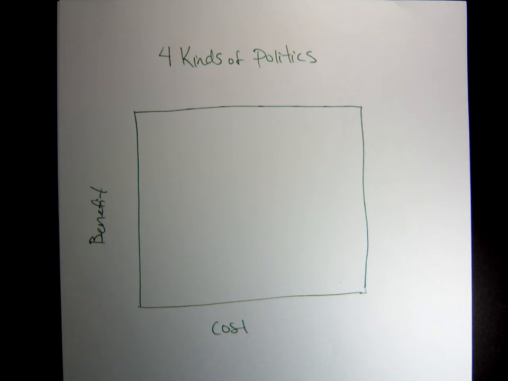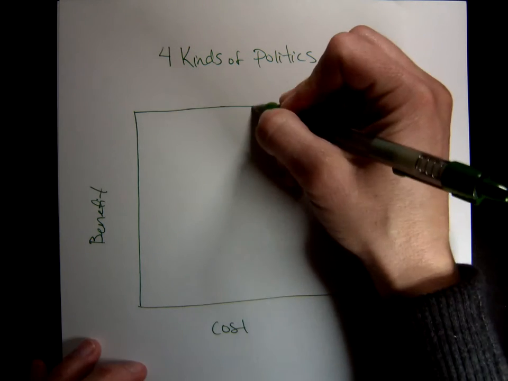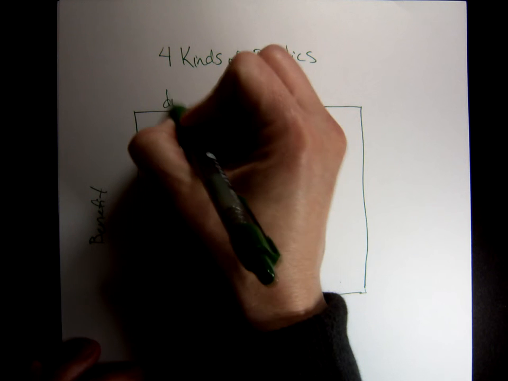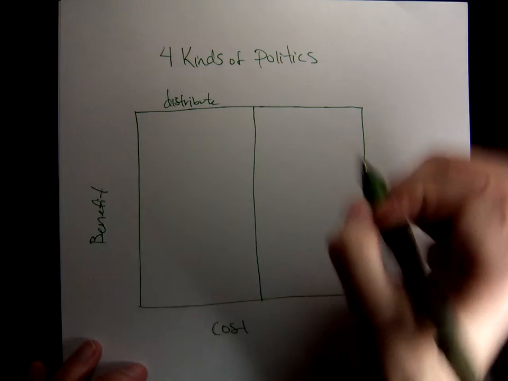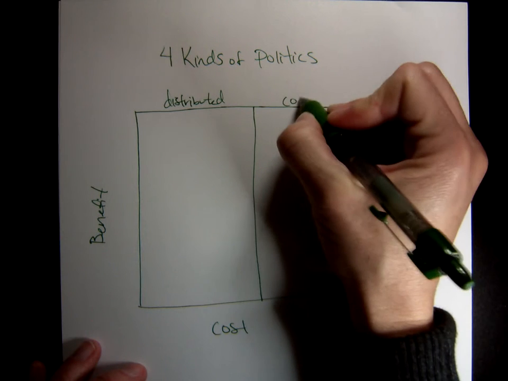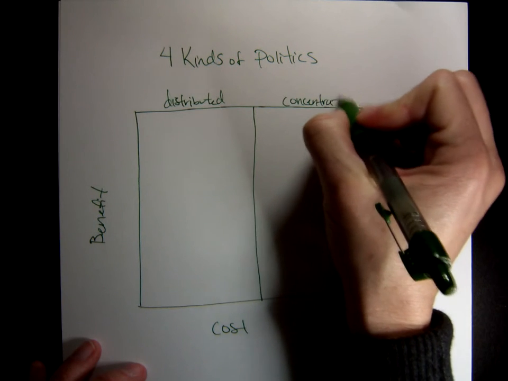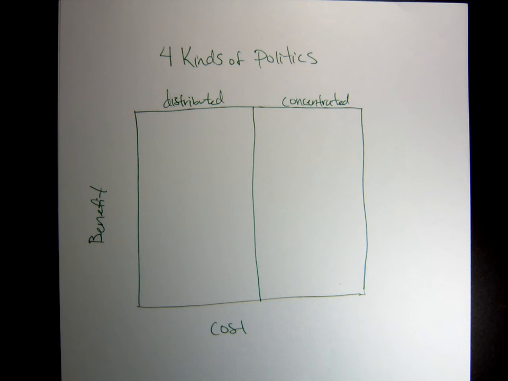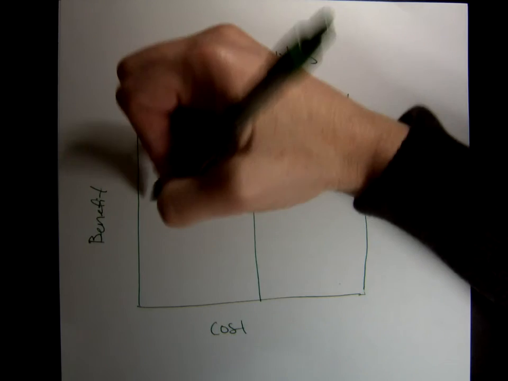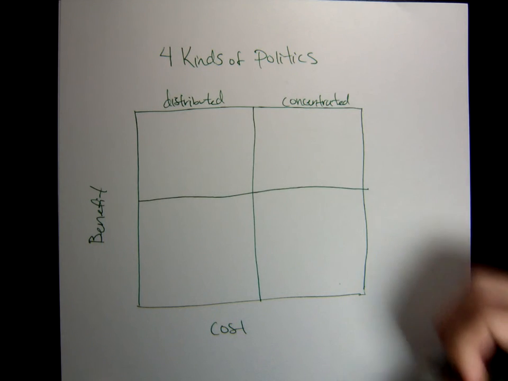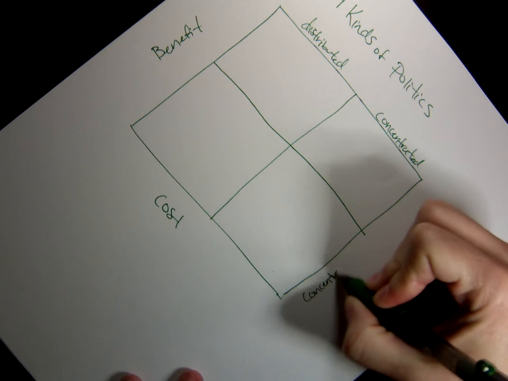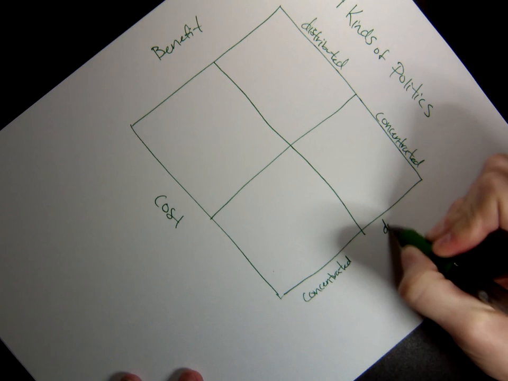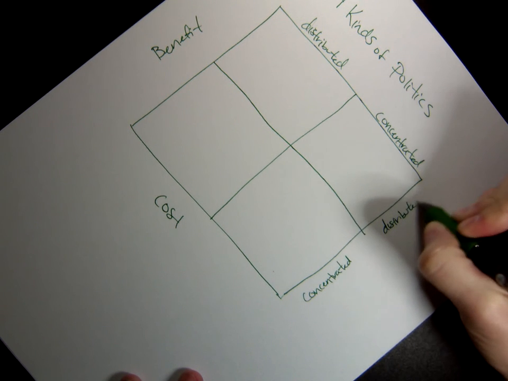So when we think of costs, we could say that the costs are distributed, meaning everybody pays that, or the cost could be concentrated, meaning one group is going to pay for this policy. And you could do the same thing with benefits. So here we have concentrated benefits, meaning one group is going to benefit, or distributed, everybody will benefit.